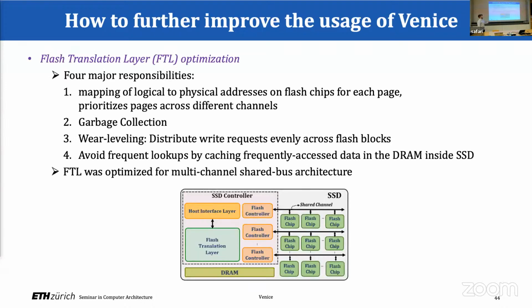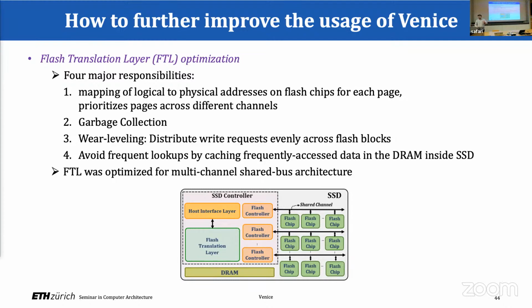One thing I might add is, for example, the flash translator optimization. As a brief recap, as said before, it has four major responsibilities: mapping the logical to the physical address for every page, which usually prioritizes pages across different channels. So it likes to use different channels, so they can be accessed in parallel. There's garbage collection, and wear leveling, which is basically the distribution of write requests over all flash chips.